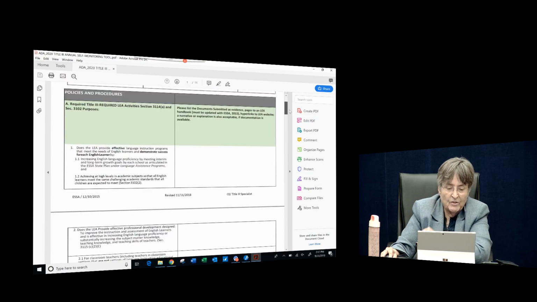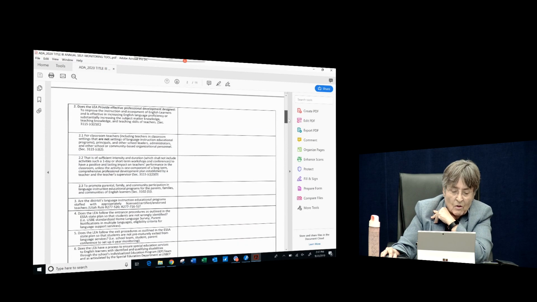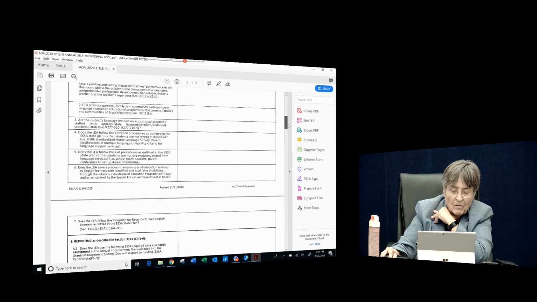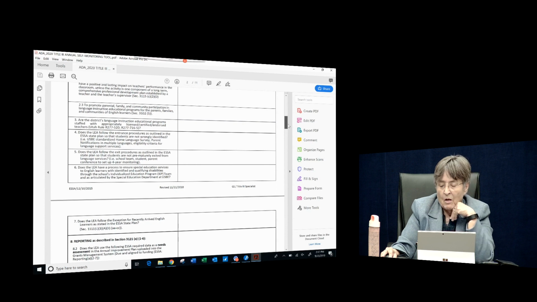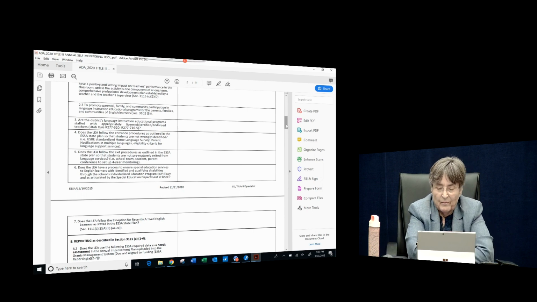Obviously the first one is all about required Title III activities, which is about following the entrance procedures as outlined in the ESSA state plan. We're in the process of revising, not the state plan, but really a handbook for guidance. Some of the issues, and the questions are always good. I mean, that's kind of the piece of it.